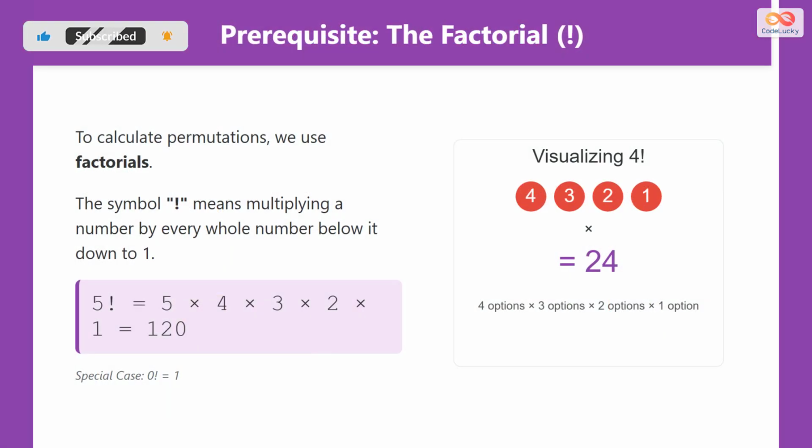Before we calculate, we need to understand a special mathematical symbol called the factorial, written as an exclamation mark. 5 factorial implies you multiply 5 by 4, by 3, by 2, by 1. This tells us the total number of ways to arrange 5 distinct items if we used all of them. It grows very quickly.